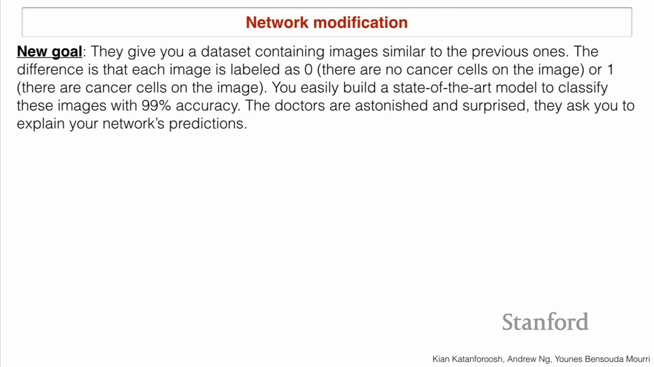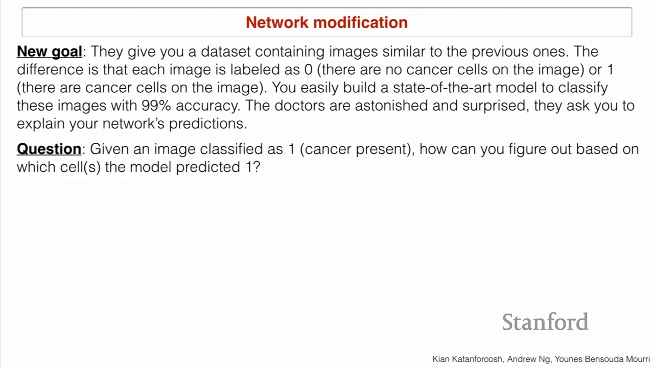Okay? So you easily build a state-of-the-art model because you're a very strong person in classification, and you achieve 99% accuracy. The doctors are super happy, and they ask you to explain the network's prediction. So given an image classified as 1, how can you figure out based on which cell the model predicts 1? So Pranav talked a little bit about that. There are other methods that you should be able to figure out right now, even if you don't know class activation maps.